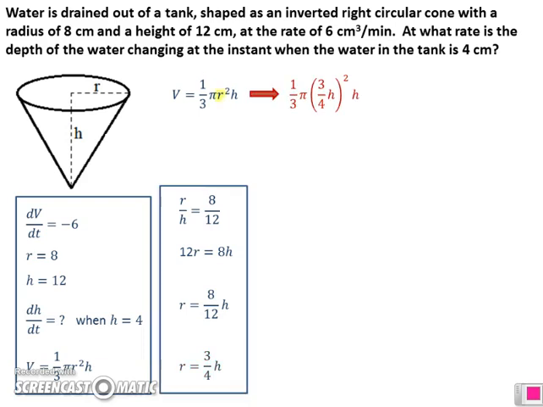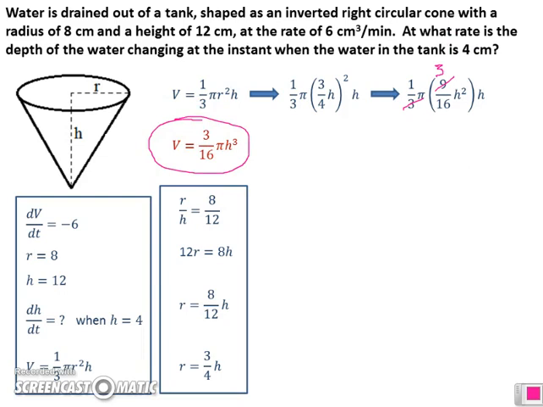So now we plug that into the volume equation. The r is now 3/4 h squared. Remember this square here is the square here. Let's simplify this a little bit. That's 9 over 16, h times h. Simplify this one more time. This is now, cancel this and this, 3 pi over 16 and then h cubed. Now we can take the derivative, one variable, much better.